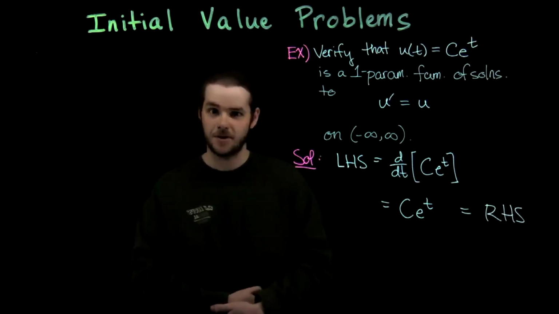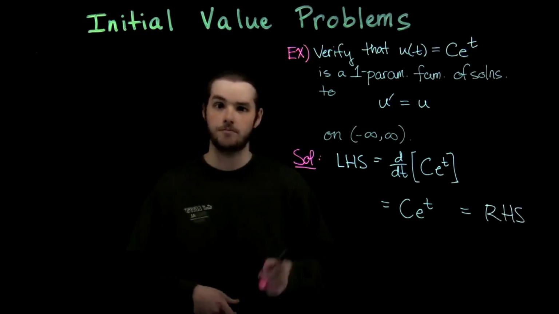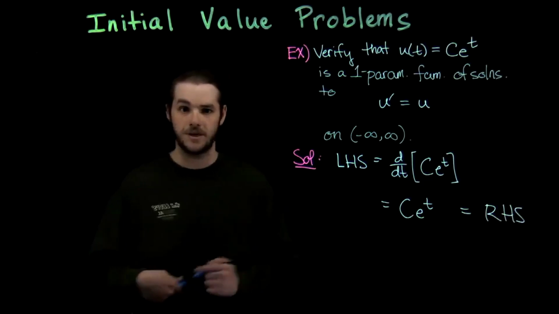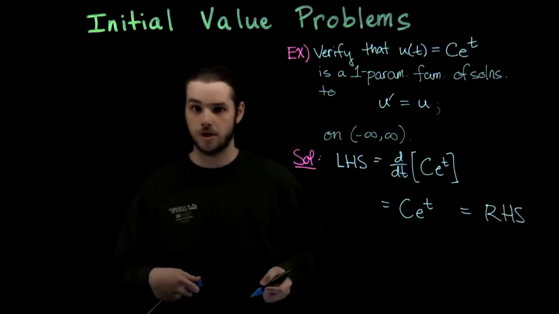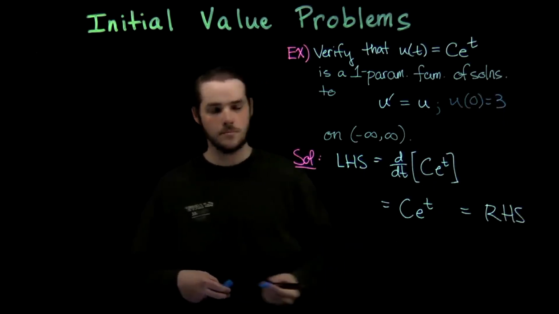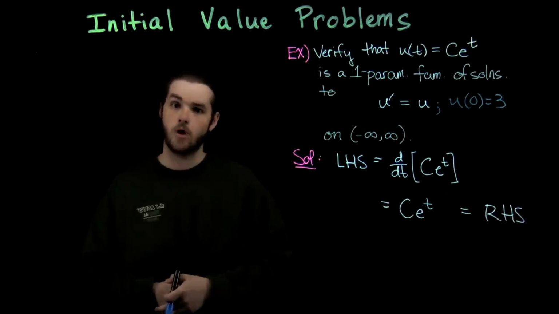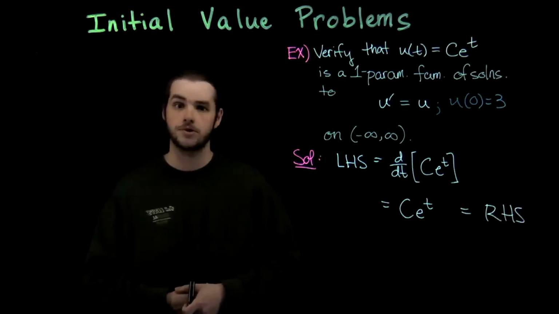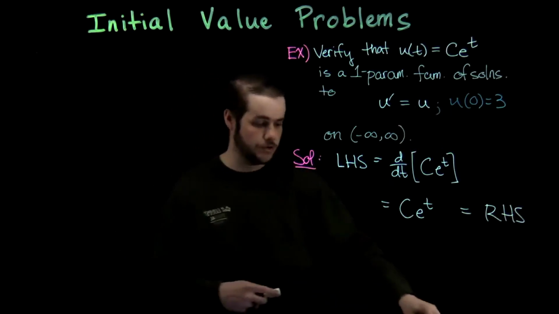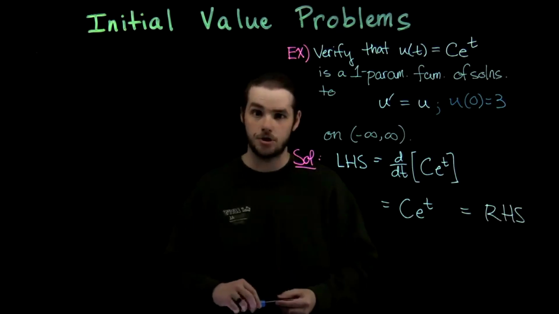But this video is about initial value problems. So what's the difference? Remember, initial value problems have an initial condition. So if I were to adapt this problem just a little bit, let's say I gave it the initial condition that u of 0 equals 3. Something a little bit magical happens. Do you notice that if c were 1, for example, this is no longer a solution? In fact, the initial condition restricts which members of my family can be solutions.